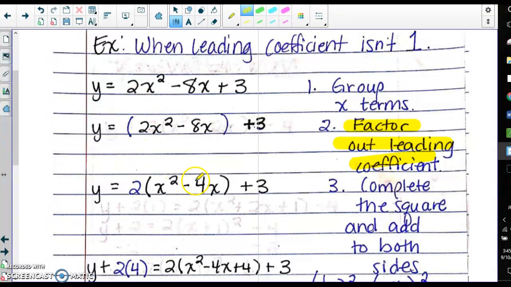So our leading coefficient is 2. So we're going to factor out a 2, which means we're going to divide everything that's in these parentheses by 2. So this 2x squared becomes just x squared, and minus 8x becomes minus 4x. And then you still have the plus 3 out to the side. After that, you're going to complete the square.